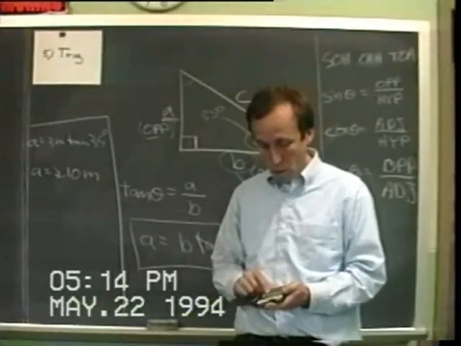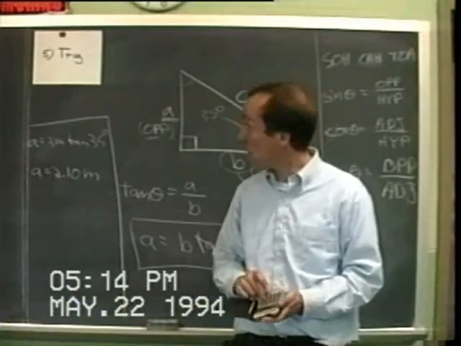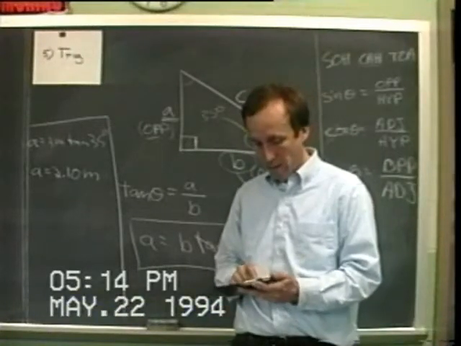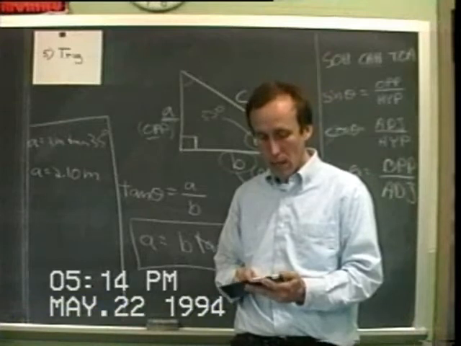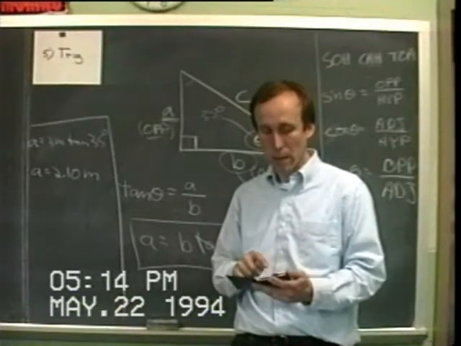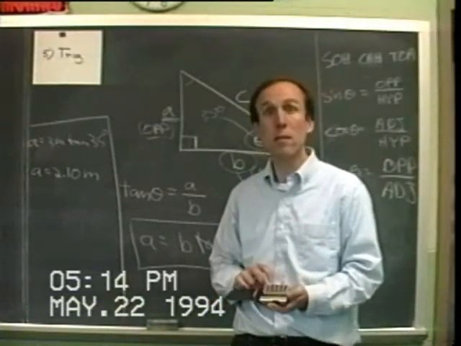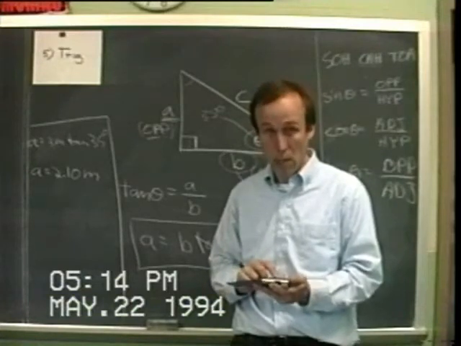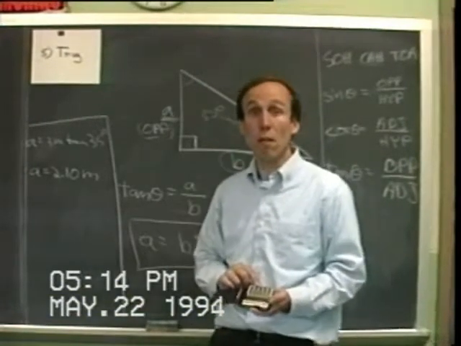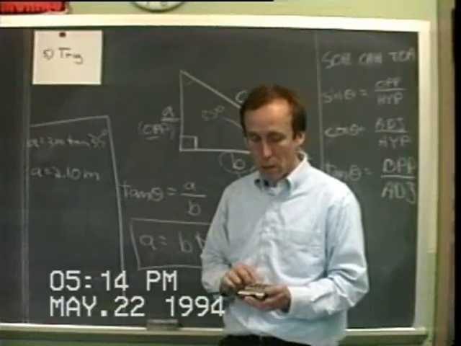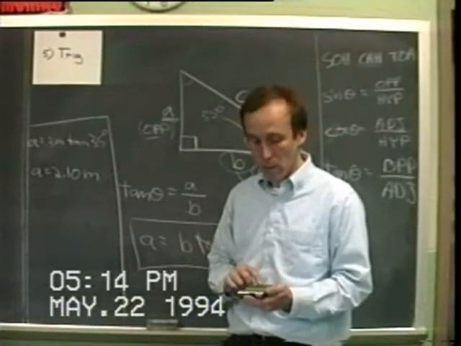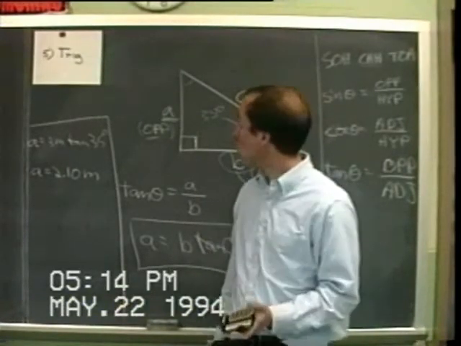I want to do one more. I'll do it in a different order. 3 times 35, hit the tangent to give me tangent of 35. Check and make sure my calculator is in degrees. It is. The other option is radians. I got a DEG. You have a DEG or a D in your window telling you that the calculator is in degrees mode. And I get 2.1 again.